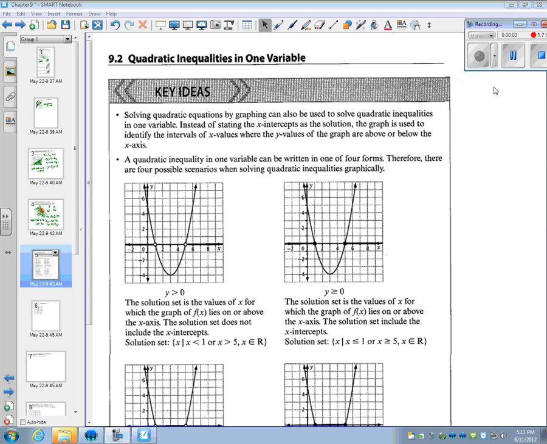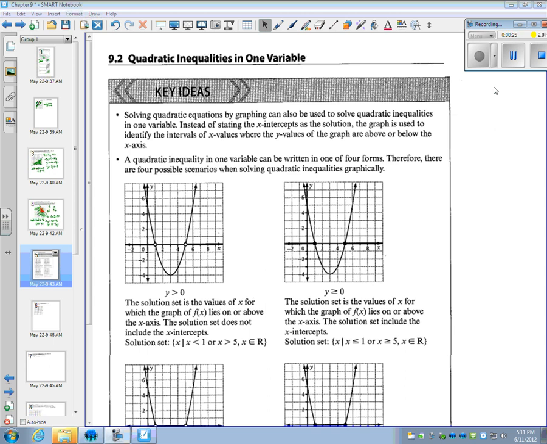Section 9.2, quadratic inequalities in one variable. So solving a quadratic equation by graphing can also be used to solve quadratic inequalities in one variable. Instead of stating the x-intercepts as a solution, the graph is used to identify intervals of x values where y values of the graph are above or below the x-axis.